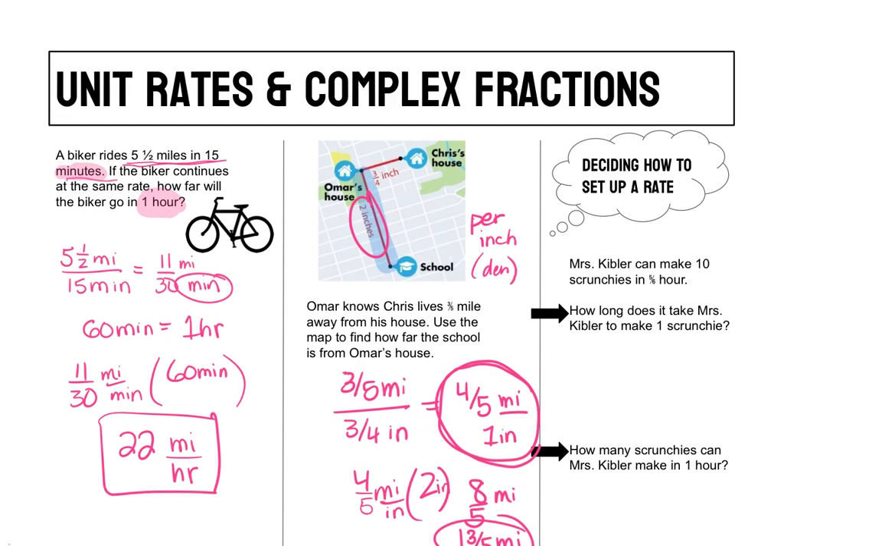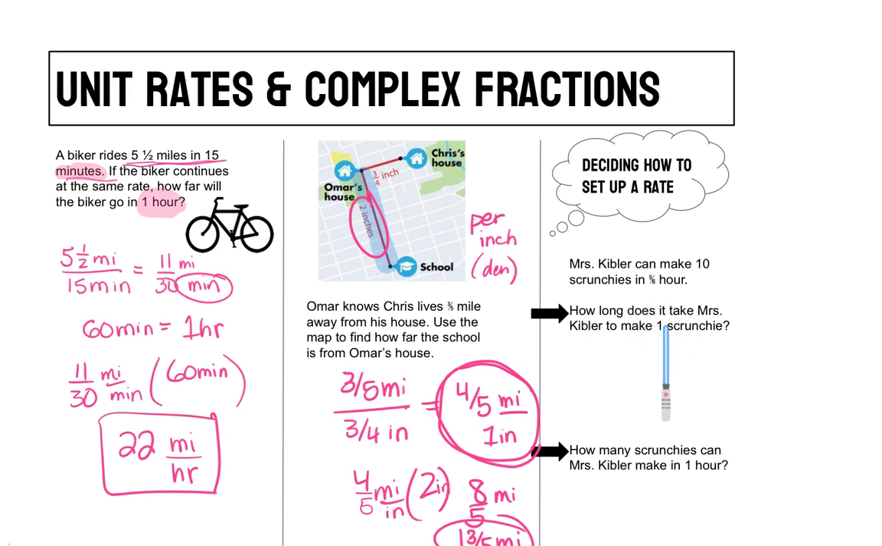So let's talk about deciding how to set up a rate. One question you might have is, well, what goes in the numerator and what goes in the denominator? We've talked about our rule of thumb, money in the numerator, time in the denominator, but that's our rule of thumb. So we're going to talk about what that decision is to set up a rate. We're going to use 2 examples here. Mrs. Kibler can make 10 scrunchies in 5/6 of an hour. How long does it take Mrs. Kibler to make 1 scrunchie?